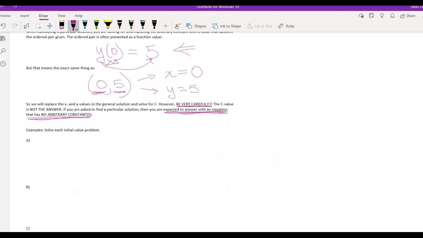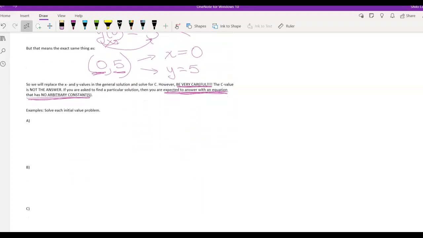So we're going to look at a couple more separable differential equations, but these ones we will be given initial values, so that what we're really trying to do is solve for a particular solution. Both sets of directions mean the same thing. You would be expected to do the exact same thing. So I'm going to write those here as well. It could say solve each initial value problem or solve for the particular solution.